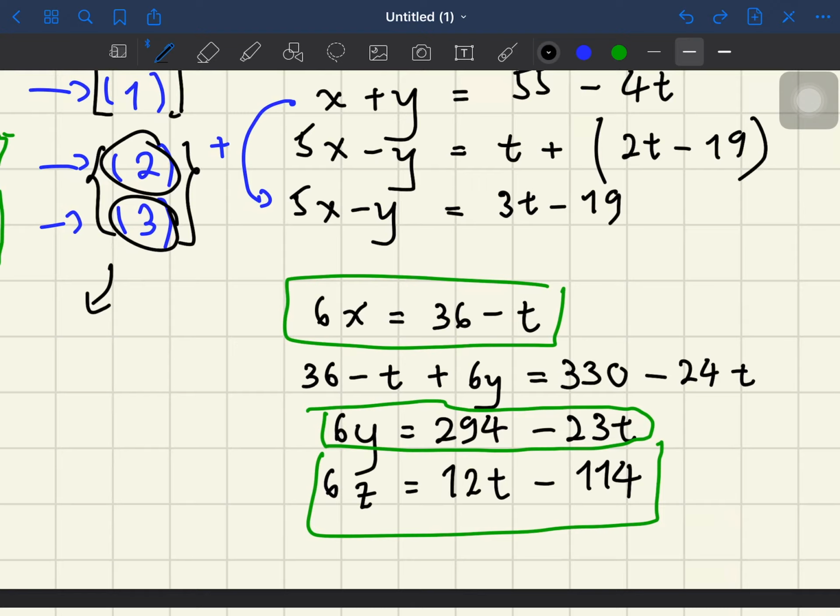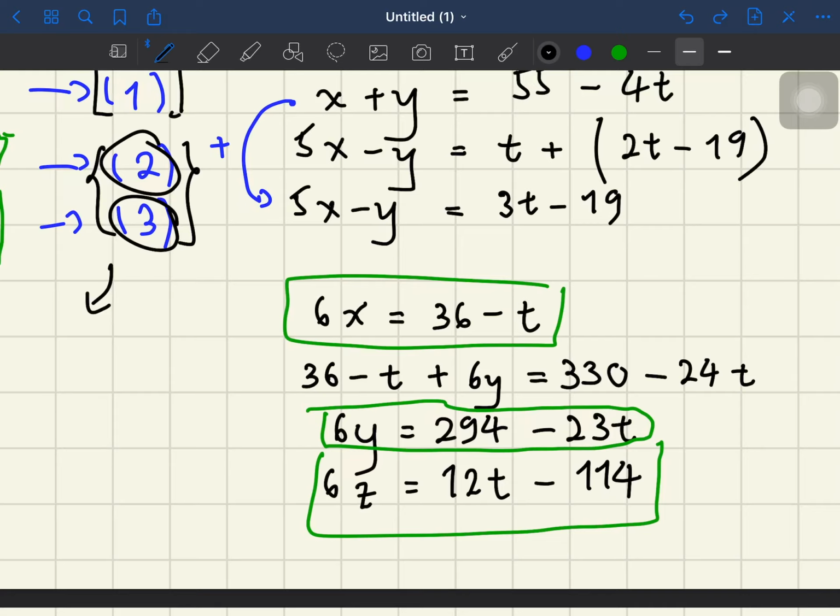The first reason is because I noticed that from the elimination I will get 6x, and the second reason is I don't want to have a fraction for this x, because if you divide this equation of 6x by 6 on each side, you will get minus t over 6 on the right hand side, and this is the thing I do not want.